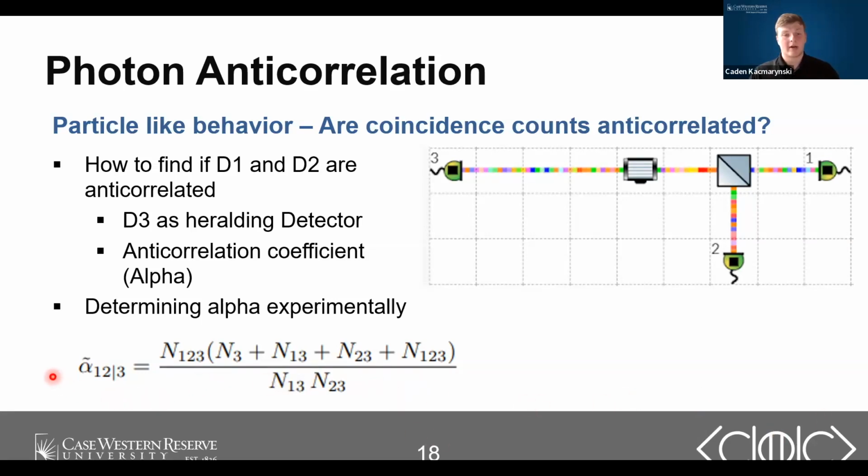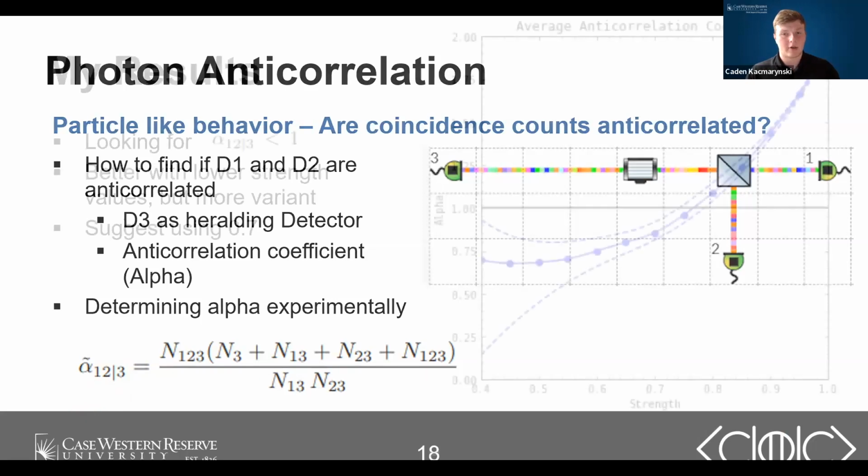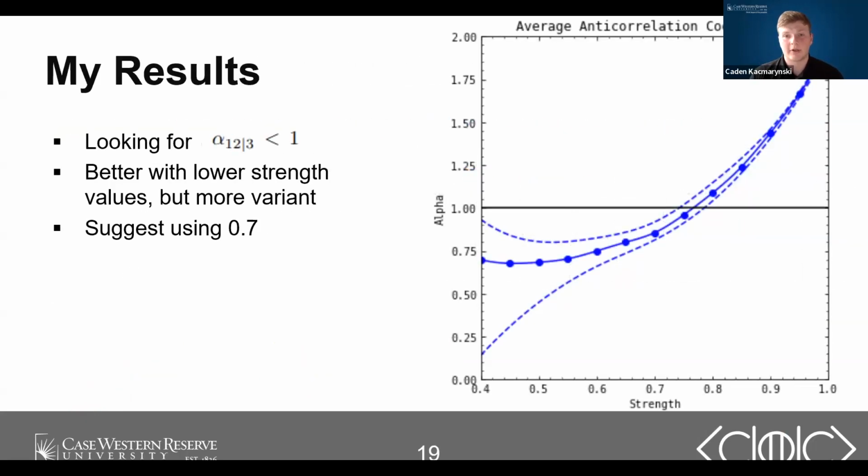And so what we call this is alpha. So here is the graph of the results of looking for this alpha, which we want to be below 1. On the x-axis here is that strength parameter from the entanglement source. You can think of that as how many photons are we pumping into this system, like how strong is the laser. And then on the y-axis is that anti-correlation coefficient. We are in the quantum regime if this alpha is below 1.